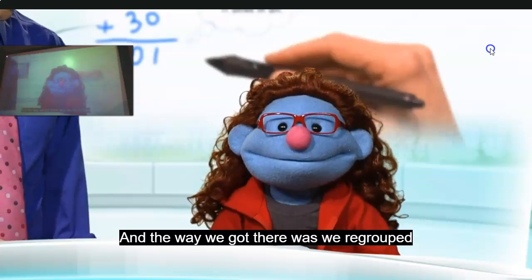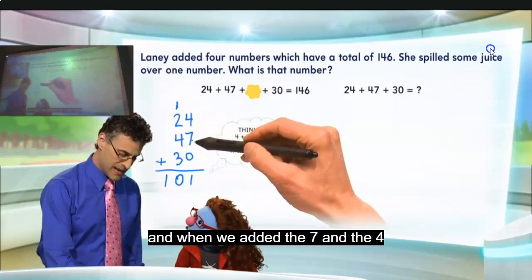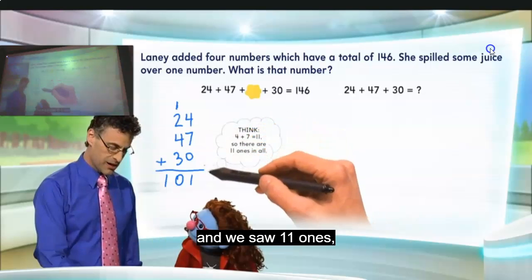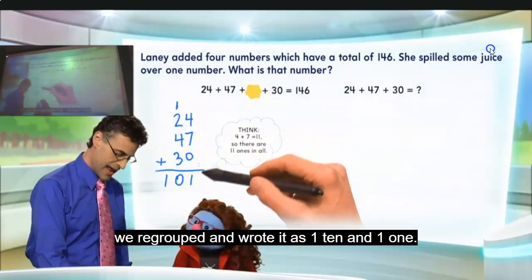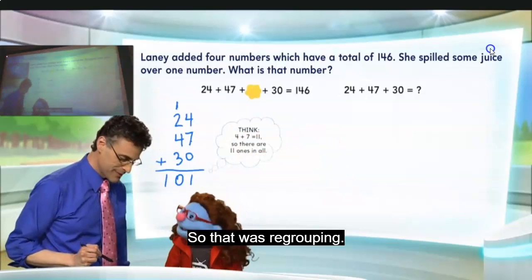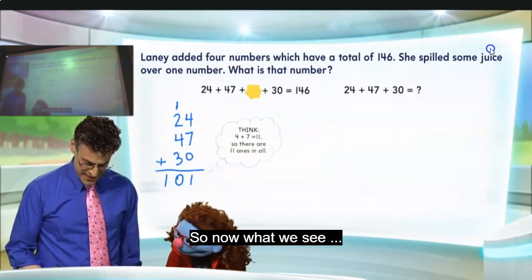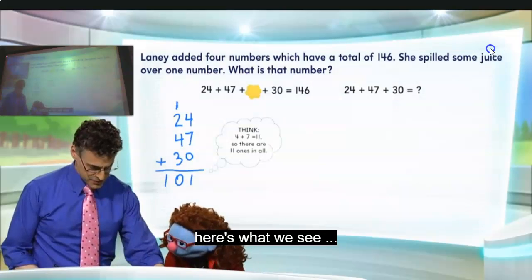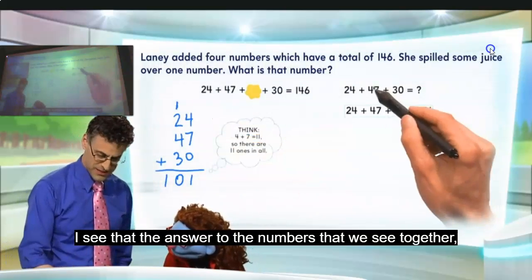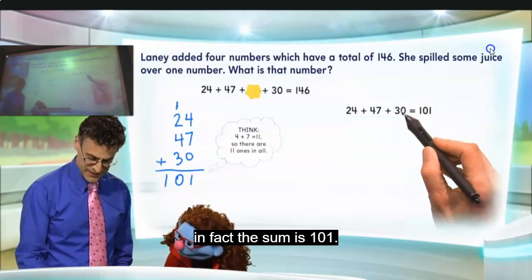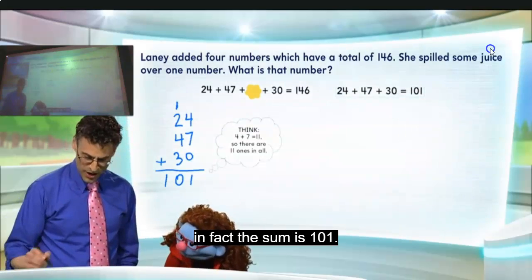101. And the way we got there was we regrouped, and when we added the 7 and the 4, and we saw 11 ones, we regrouped and wrote it as 1 ten and 1 one. So that was regrouping. I like it. So here's what we see: the sum of the numbers that we see together is 101.